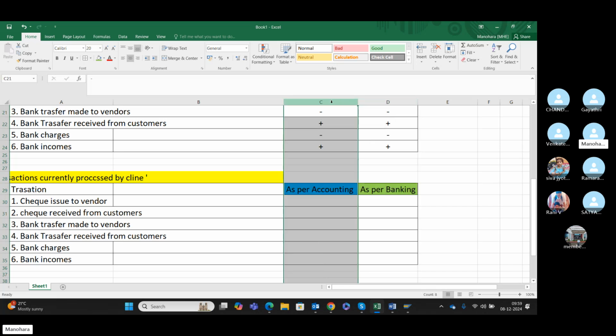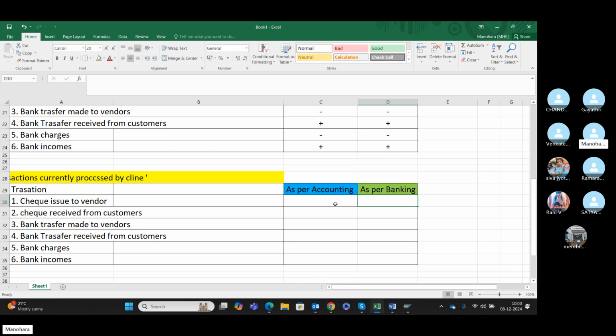So that others also do not get confused. First, check issued to vendor as per accounting: is it a debit or credit? If you issue one check to the vendor, is that a debit or credit as per accounting? Are you asking about the check or about the vendor? If you ask as per the vendor, it is a debit. If you ask as per the bank, it is a credit.